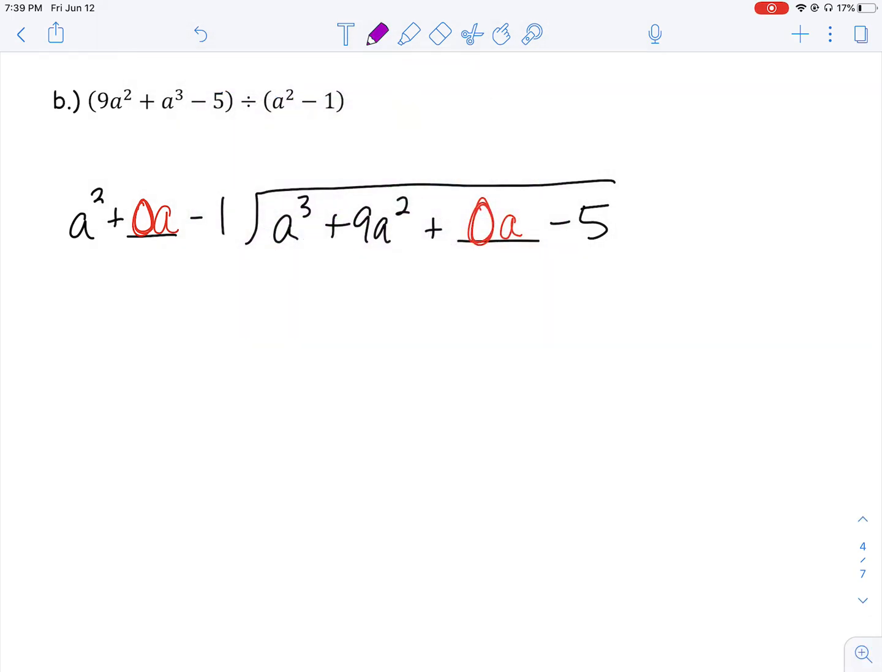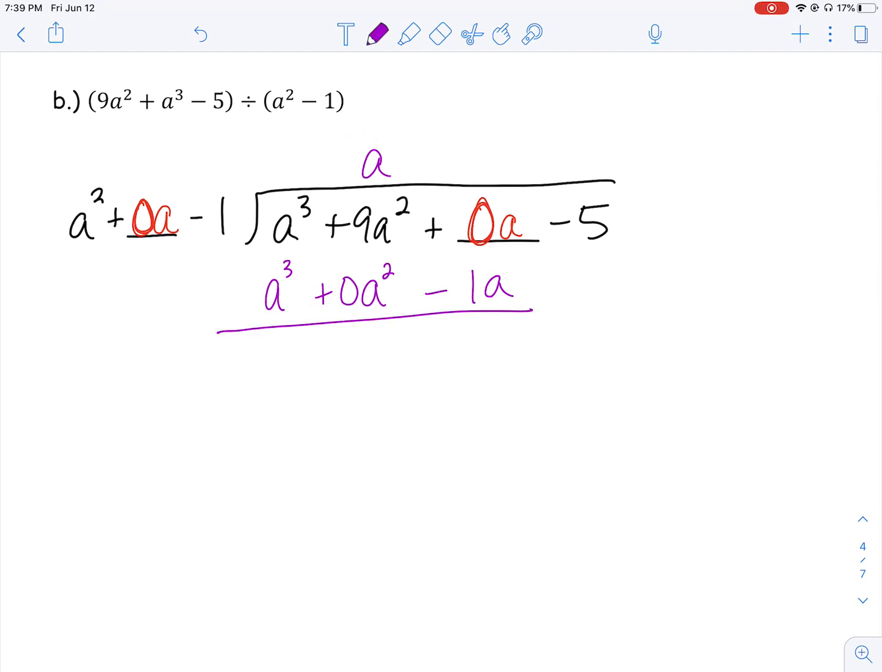All right. How many times does a squared go into a cubed? What's a cubed divided by a squared? I just get an a, right? So a times a squared is a cubed. A times 0a, be careful, it's 0a squared, right? 1 times 0 is 0, a squared. And then I have an a times negative 1, which is negative 1a. That way I make sure that I have all the columns that I need. Do you remember what the next step is?